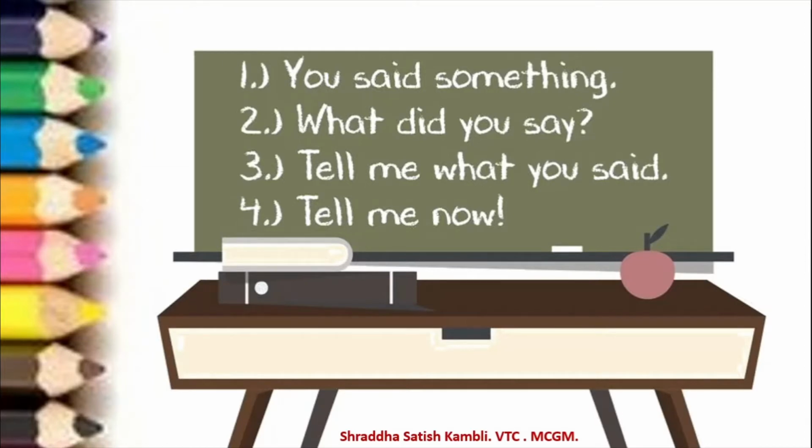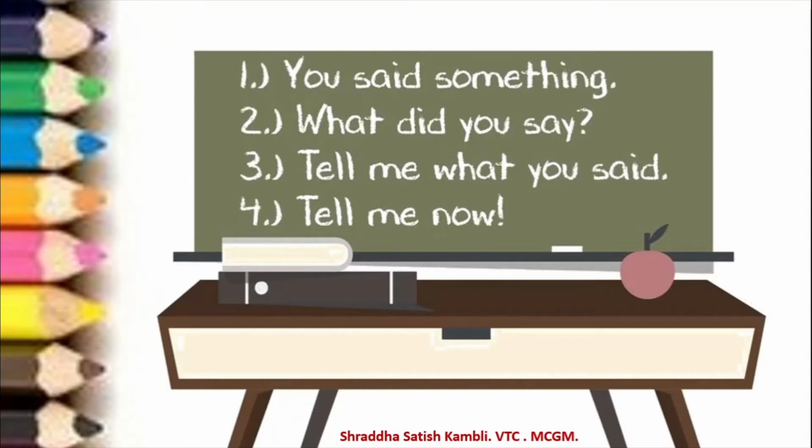So see the first one. You said something. What did you say? Tell me what you said. Tell me now. So see, these are all sentences which are groups of words written together, and they are giving you some meaning also. But each of these sentences has got a different characteristic. Each of these sentences is different from the other. Okay? So now let us try to understand that difference. Let us try to understand what the different types of sentences are.